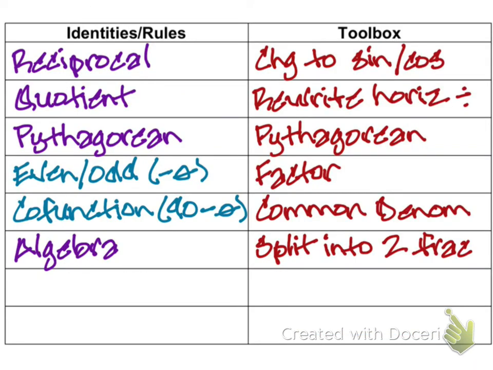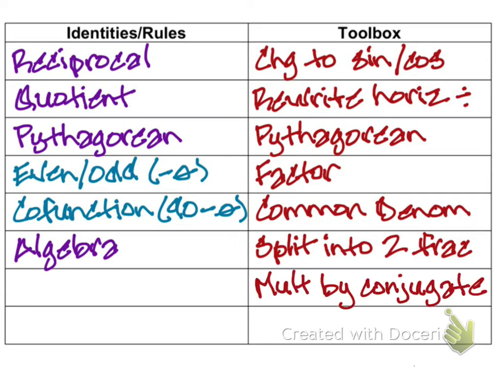So then if we go to our toolbox, we can go ahead and add multiply by the conjugate. And if you want to go ahead and specify that the reason we would do that is to force the Pythagorean, you can go ahead and do that. I can't think of a situation where that's not the case.